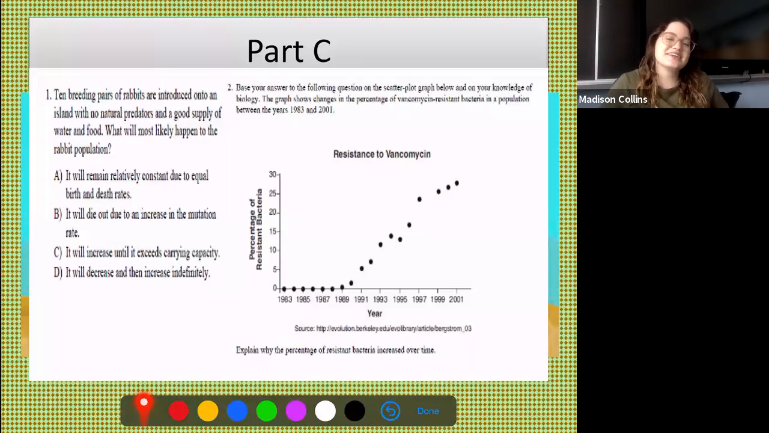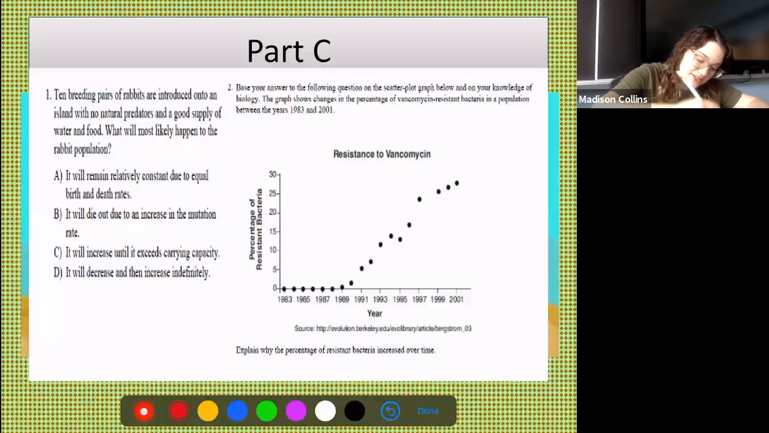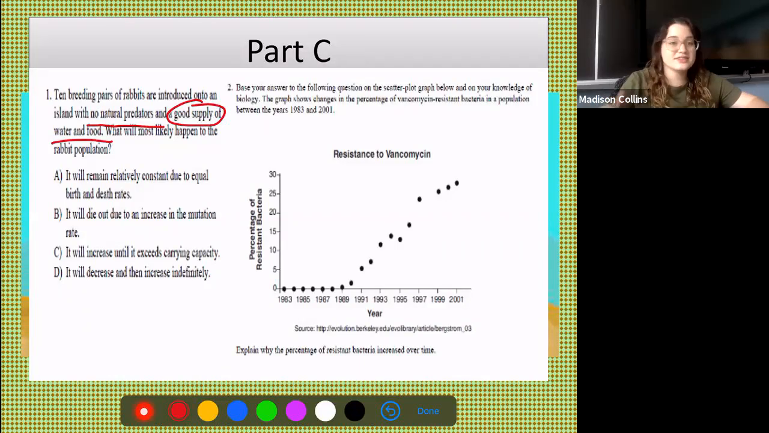The last thing we're gonna do today is 2 practice questions. So these are on your worksheet. Go ahead and pause this video, answer these, and come back to check your answers. So number 1, 10 breeding pairs of rabbits are introduced onto an island with no natural predators, which means no one's gonna hunt them, and a good supply of water and food. So they're not going hungry, they're not going thirsty. What's going to happen to this rabbit population?